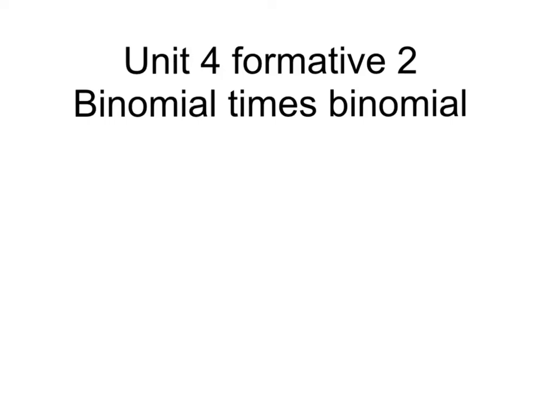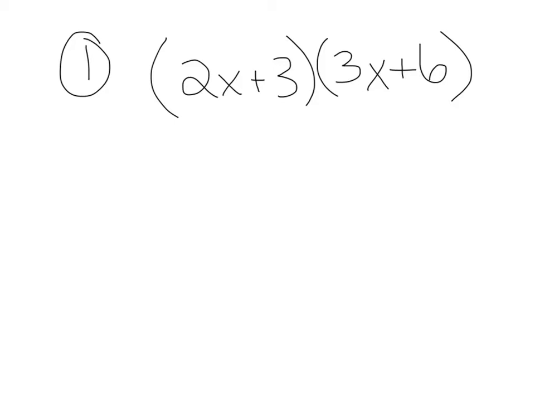Hey everybody, this is Unit 4, Formative 2, binomial times a binomial. Remember, a binomial is something that has two terms, so 2x plus 3 would be a binomial and 3x plus 6 would be another binomial. When we multiply two binomials together, we're taking everything in the first binomial, the 2x and the 3, and distributing it to everything in the second binomial.